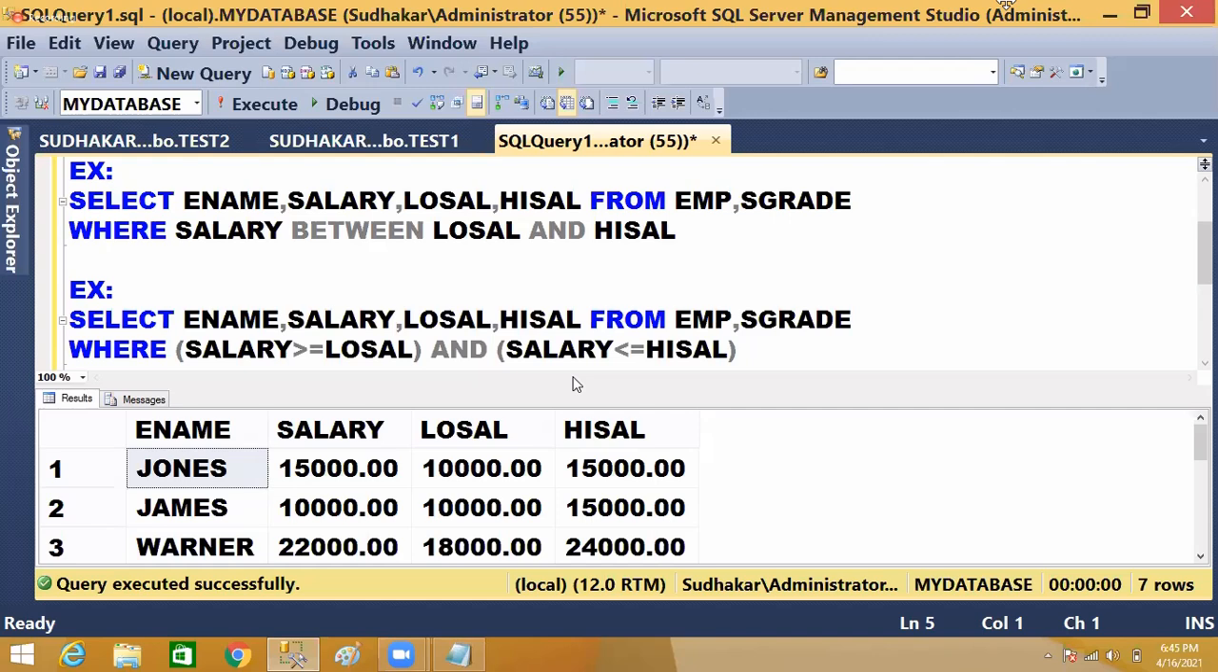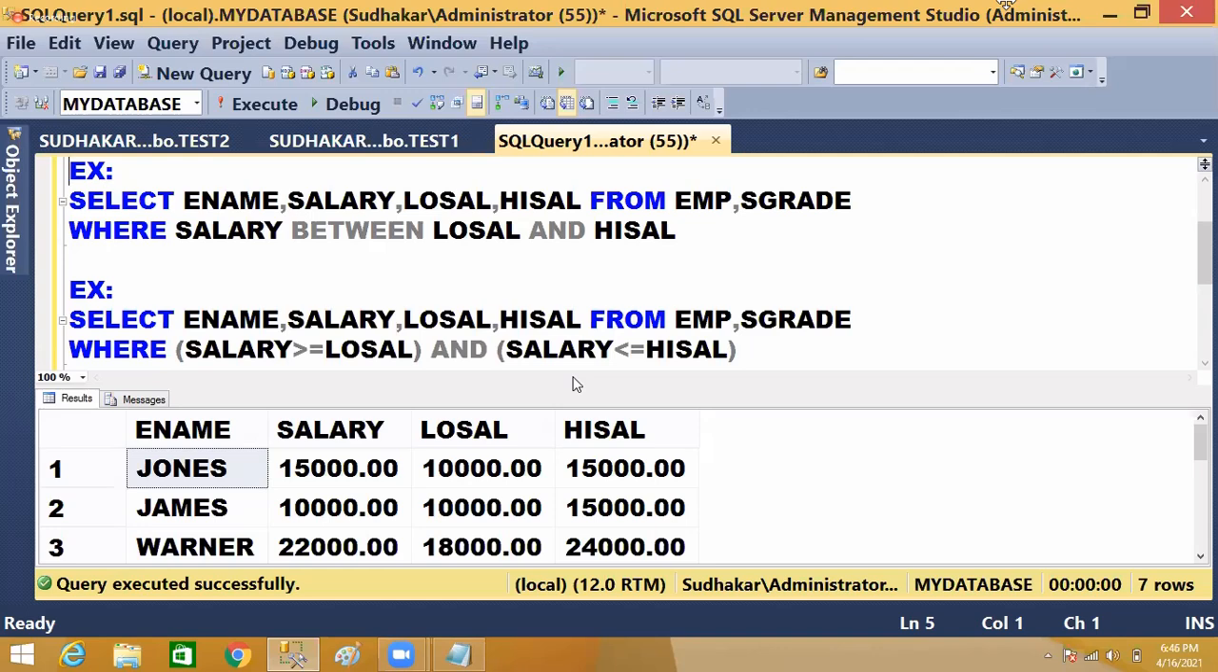So the only thing is, equi join only supports the equal operator. Other than the equal operator, you can't use any other operator in equi join. Non-equi join is quite the opposite. Except the equal operator, you can use any other operator. Yes or no? So this is non-equi and equi.